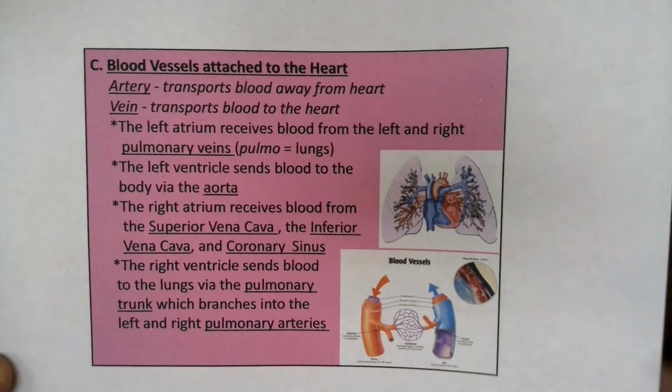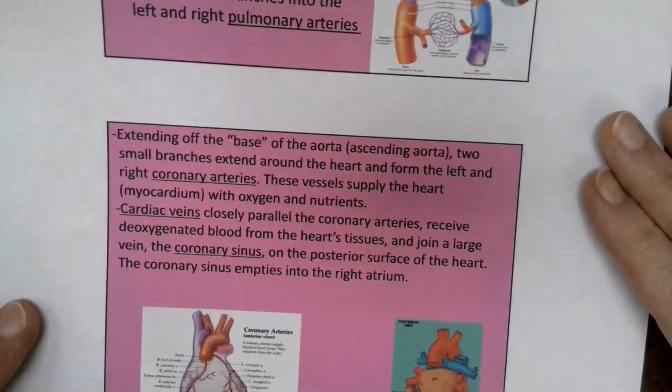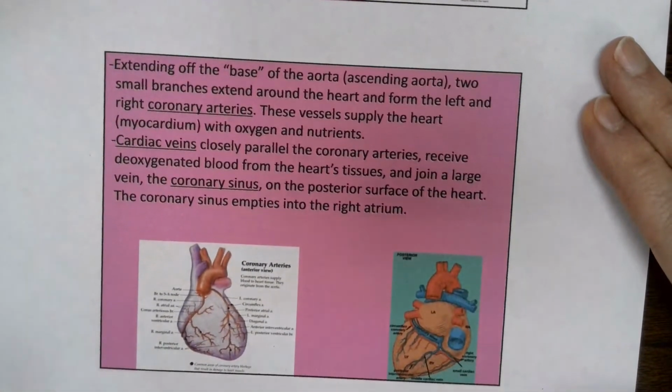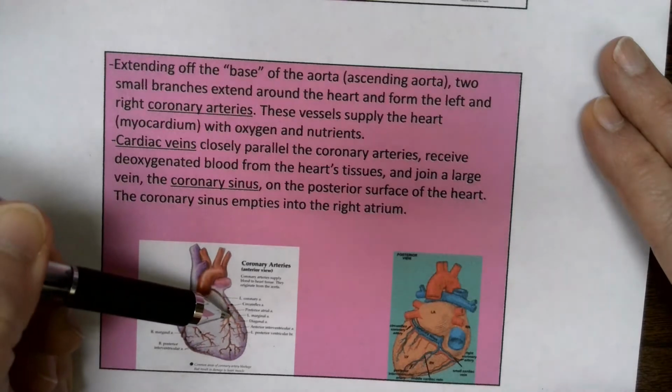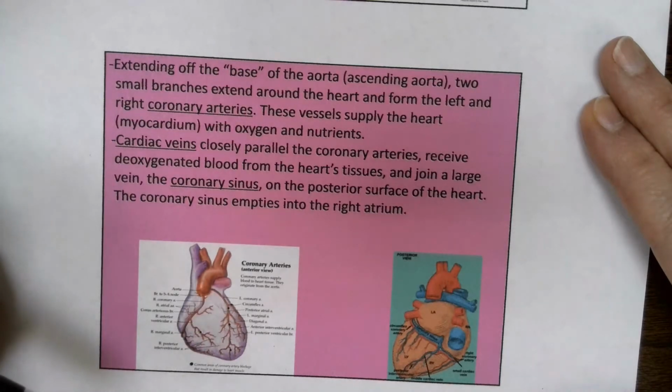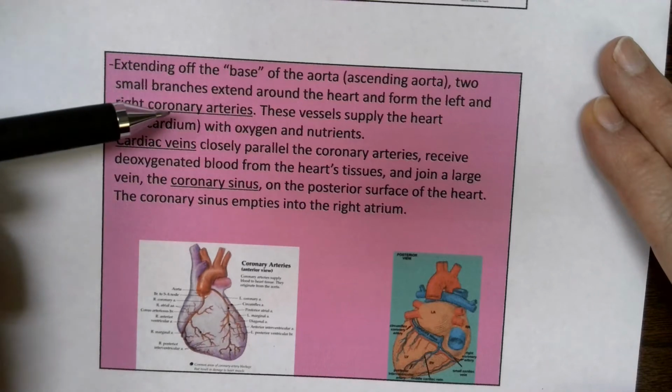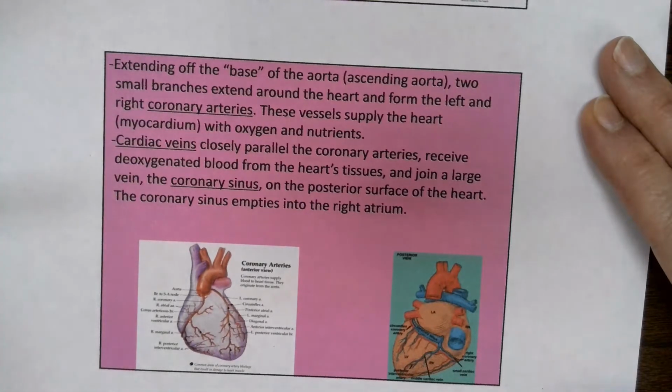The next slide says that extending off the base of the aorta, okay, so here's the base of the aorta right here. So extending off the base of the aorta, the ascending region of it, there's two small branches that are going to extend around the heart that we can see down here, and they're going to form the left and right coronary arteries, right? These are the vessels that are going to actually supply the heart tissue itself, that myocardium, with oxygen and nutrients for it to carry out daily activities, generate ATP through cellular respiration, and for it to contract and relax.